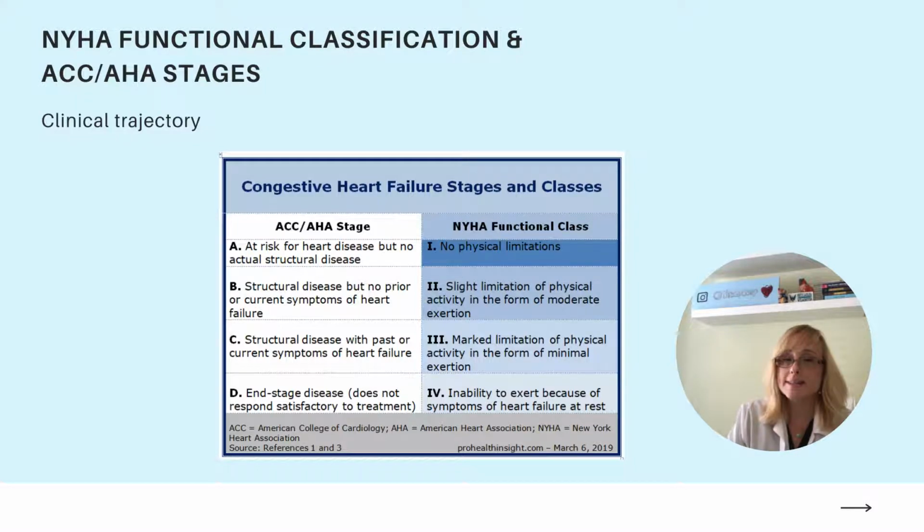Now, the ACC-AHA stages will progress as the patient's heart failure worsens. We tend to see the patient most in stage C in the hospital, which refers to structural heart disease with past or current symptoms of heart failure.